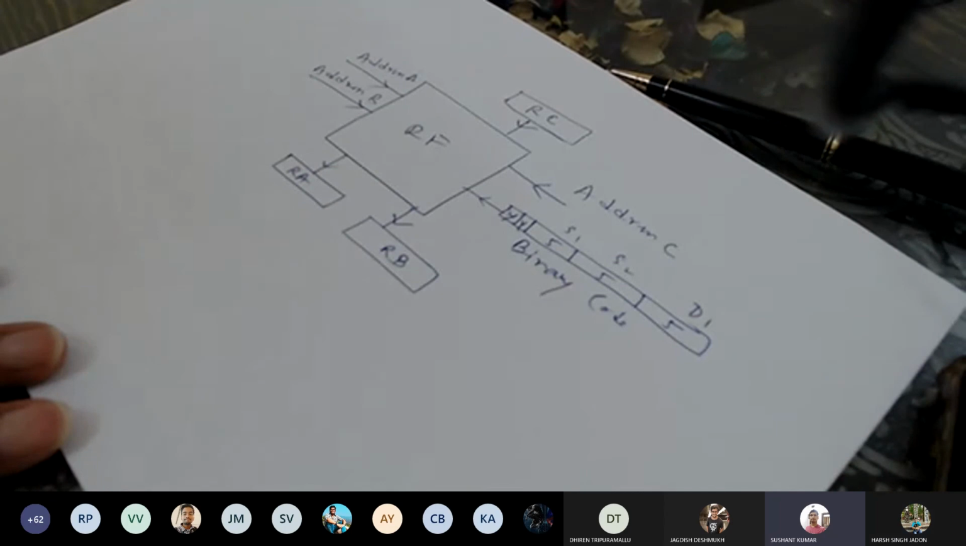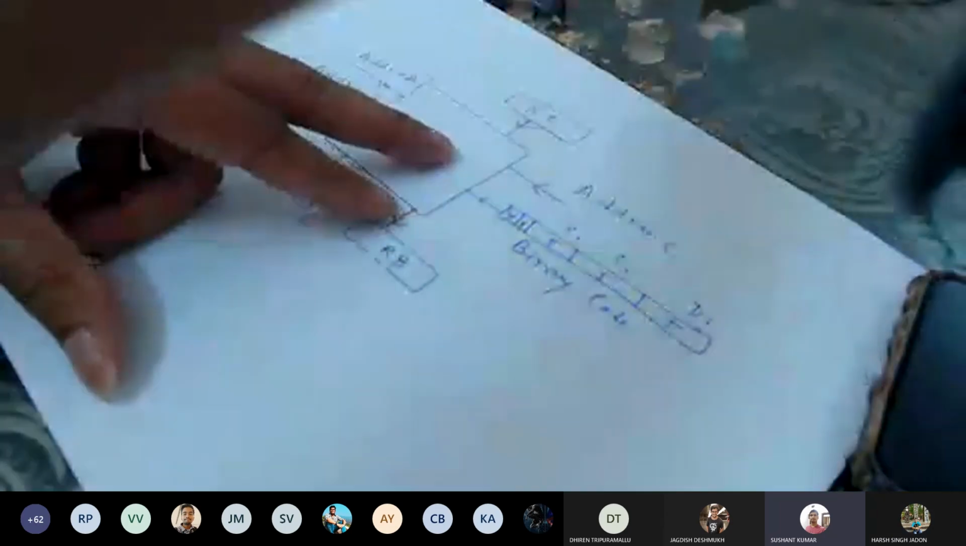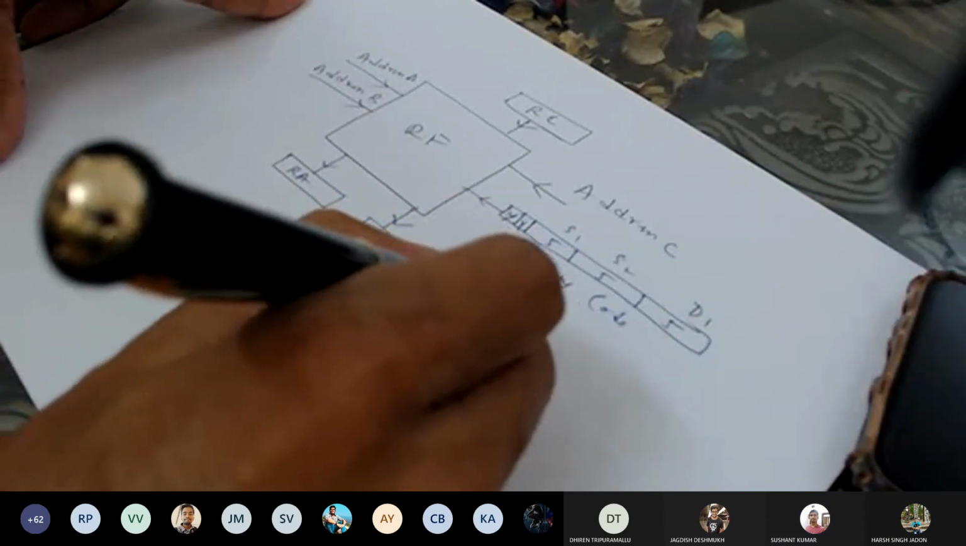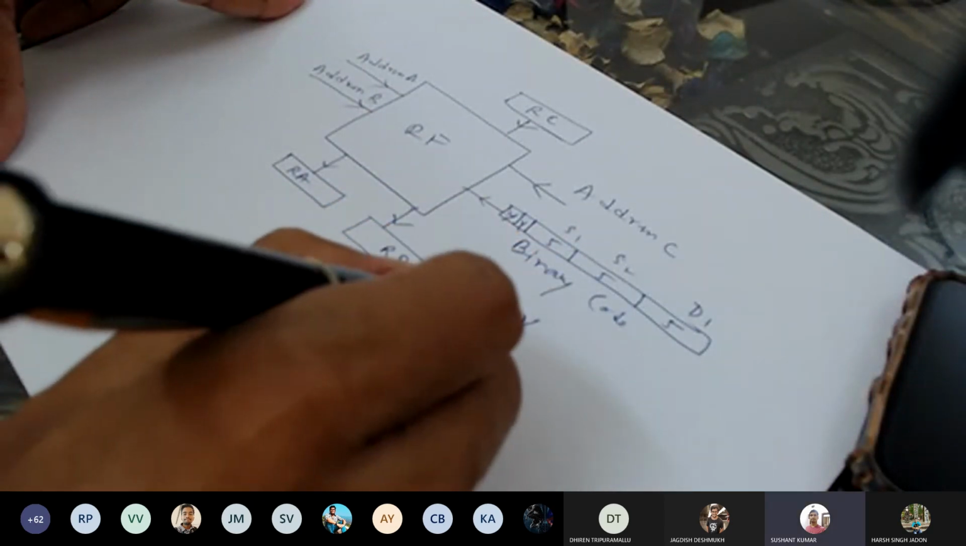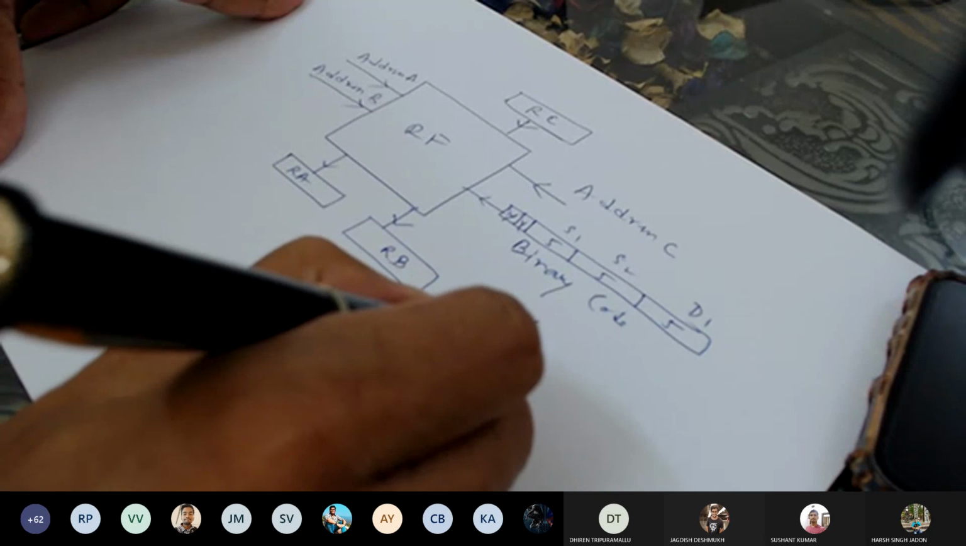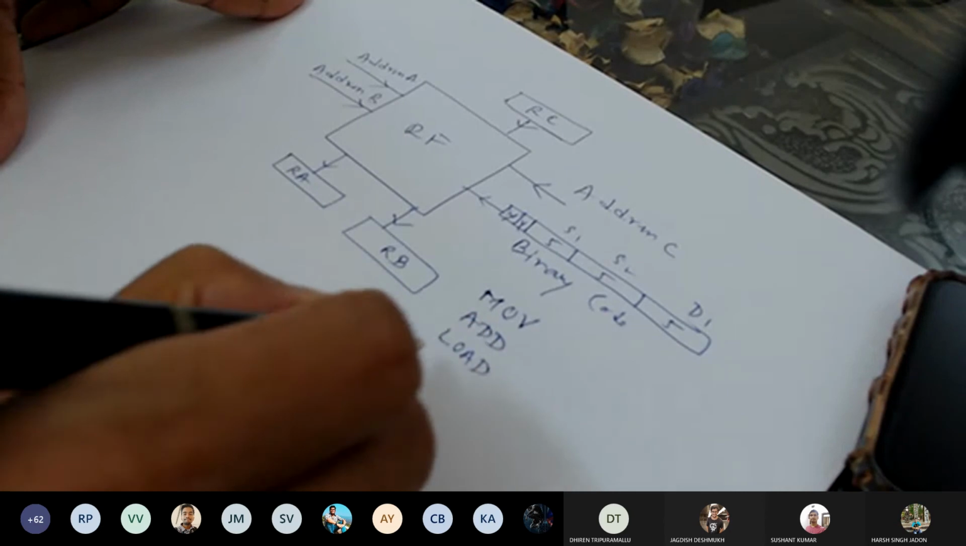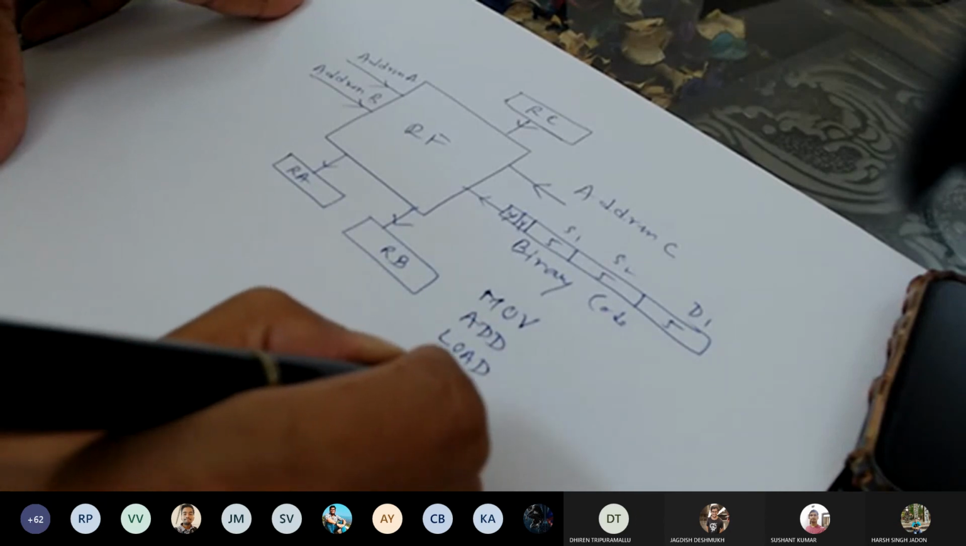And sir, which instructions need to be supported? That I already told. We need to support the operations for move, operation for add, operation for load, operation for store.